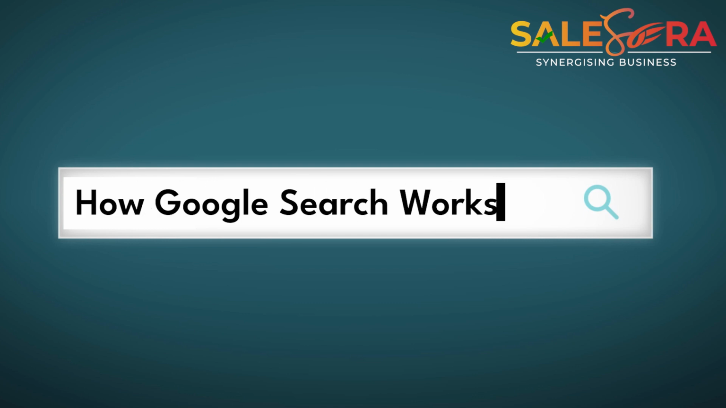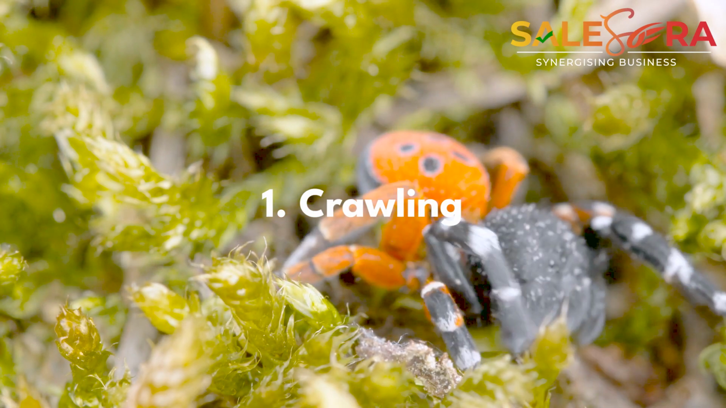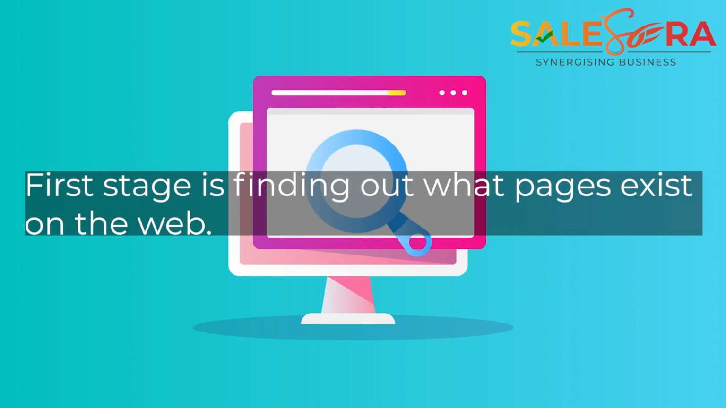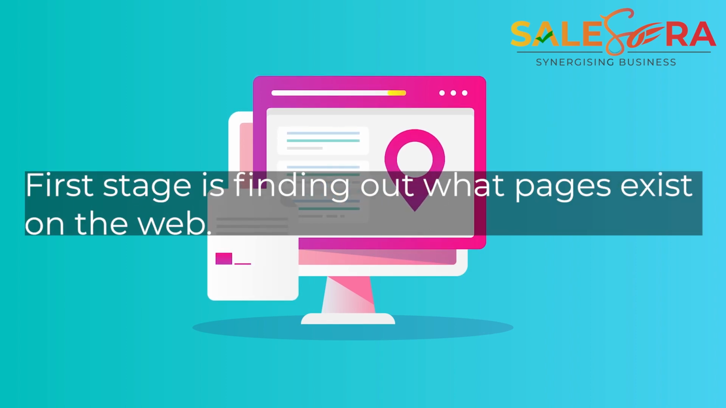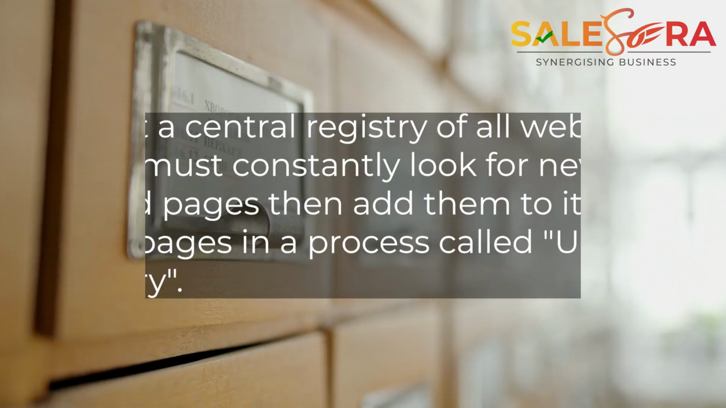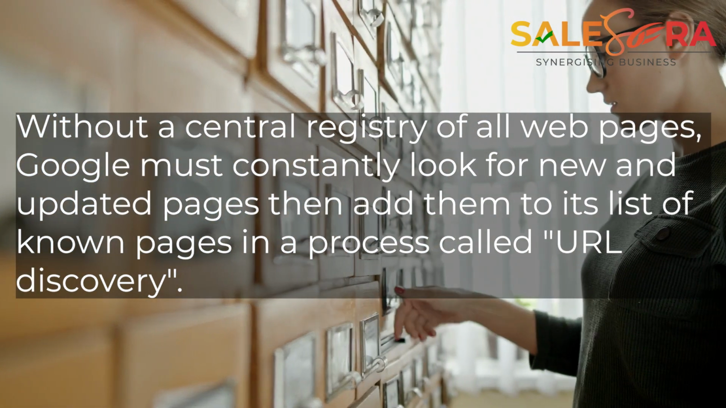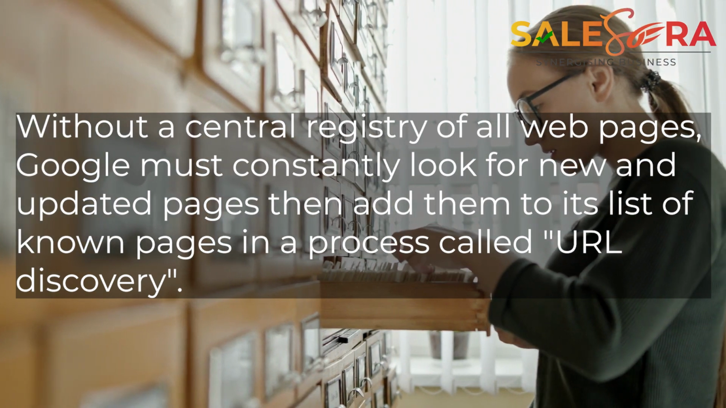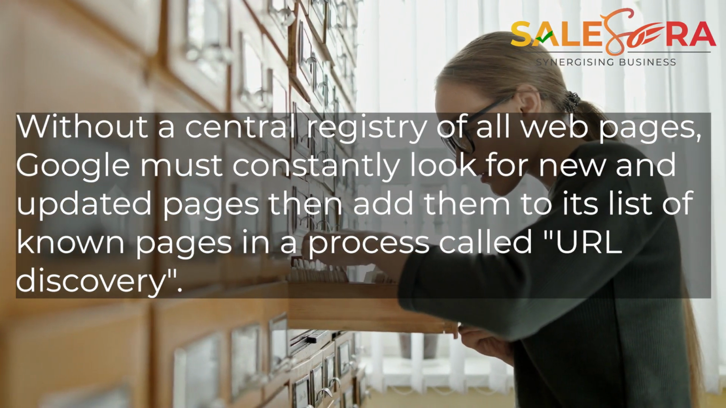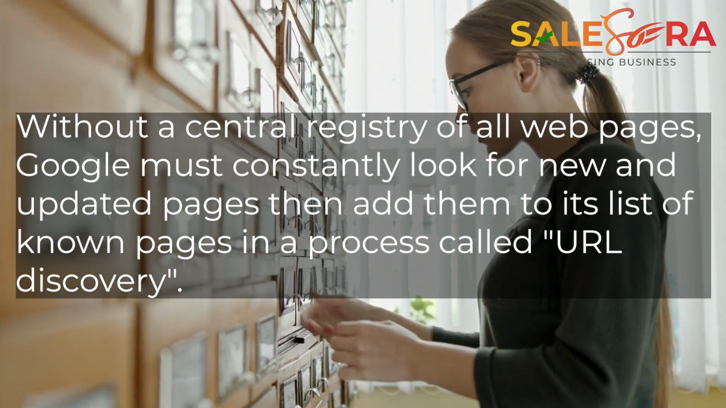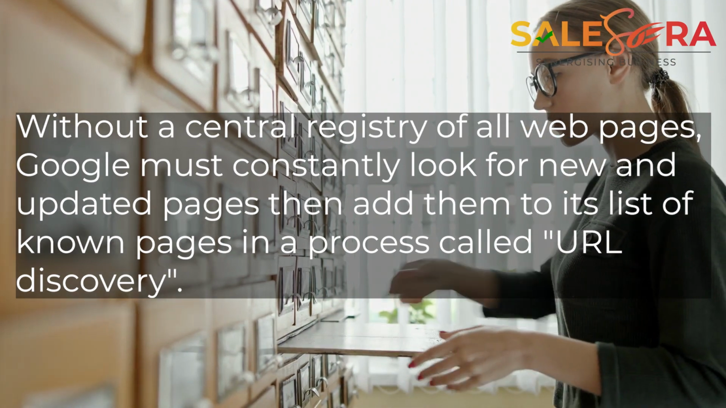How Google search works. Number 1. Crawling. First stage is finding out what pages exist on the web. Without a central registry of all web pages, Google must constantly look for new and updated pages and add them to its list of known pages in a process called URL discovery.